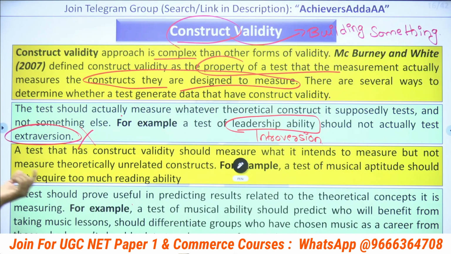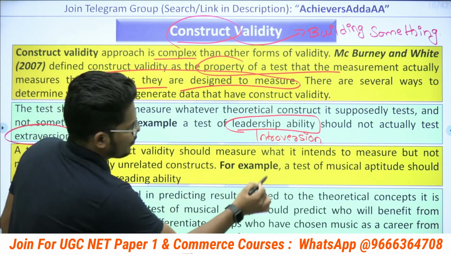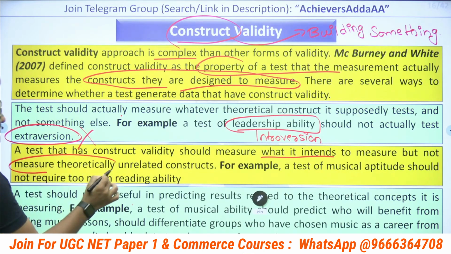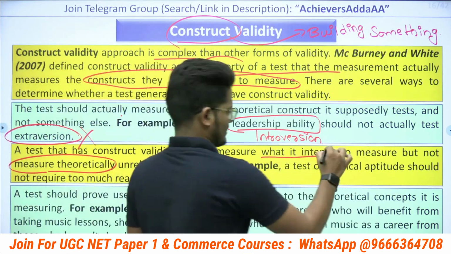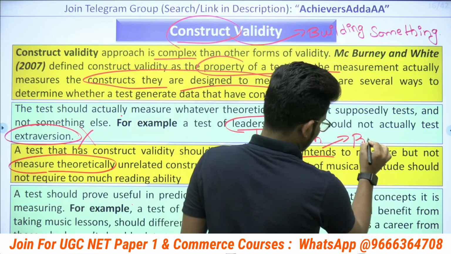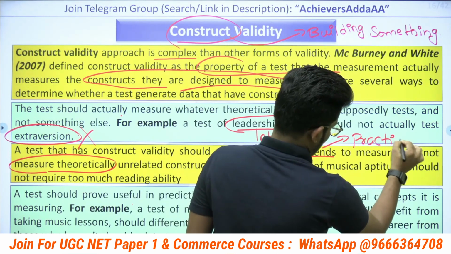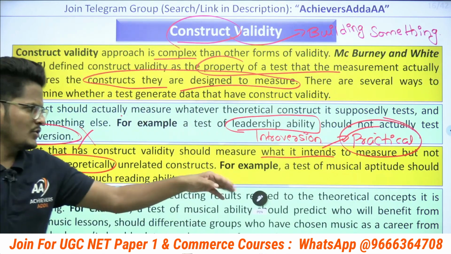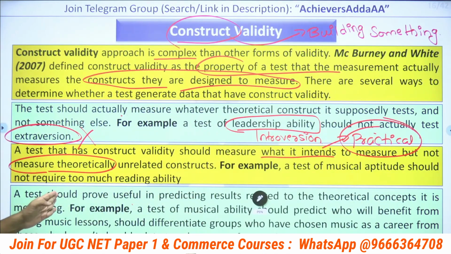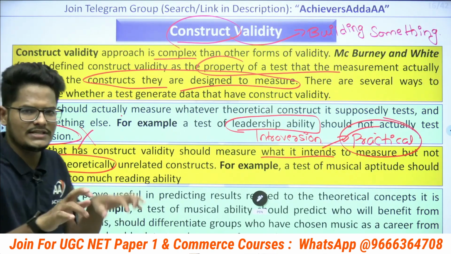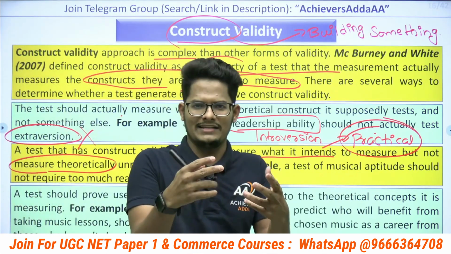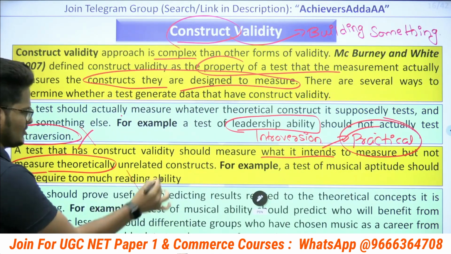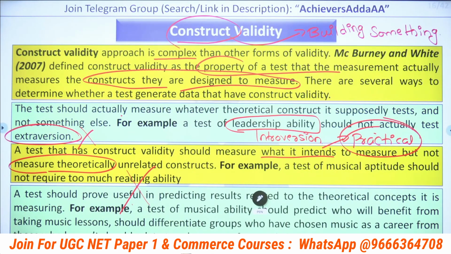So here a test with construct validity should measure what it intends to measure, but not just theoretically, it must be a practical measure, because theoretical measure is content validity. This practical measure is construct validity. A musical aptitude test should not require too much reading ability, because music is something we do by practice. That is a physical, practical movement. There is nothing to do with the reading ability or reading capacity of a person.